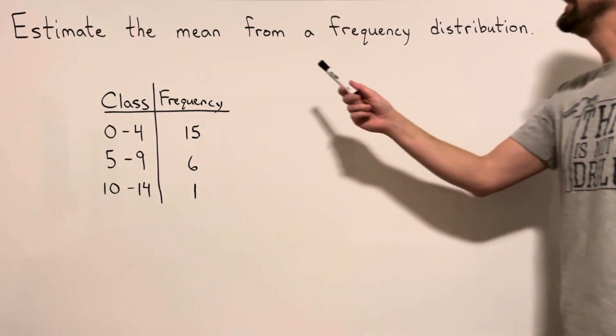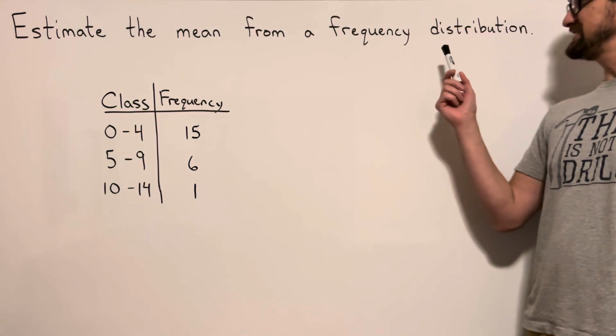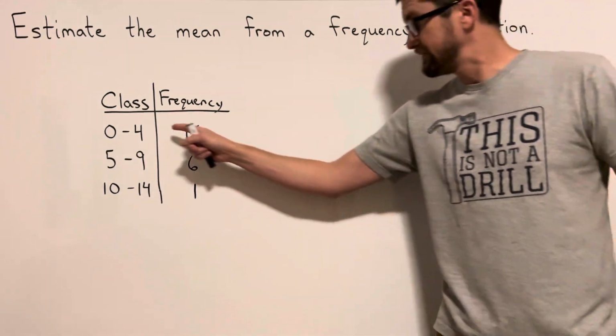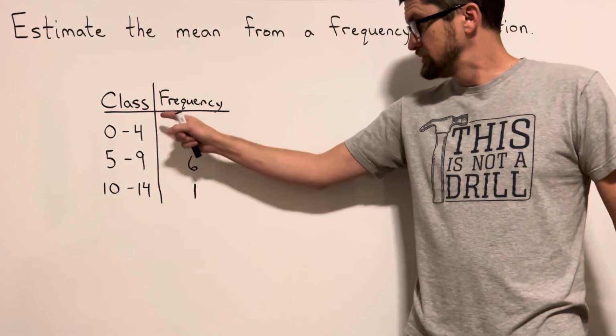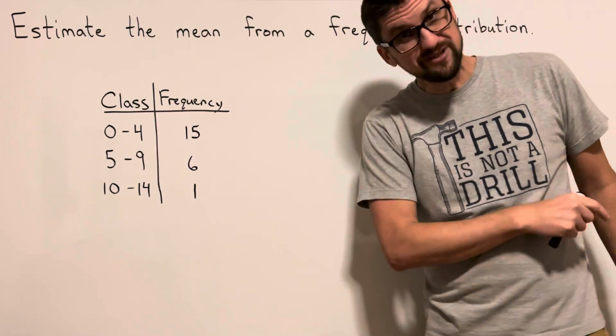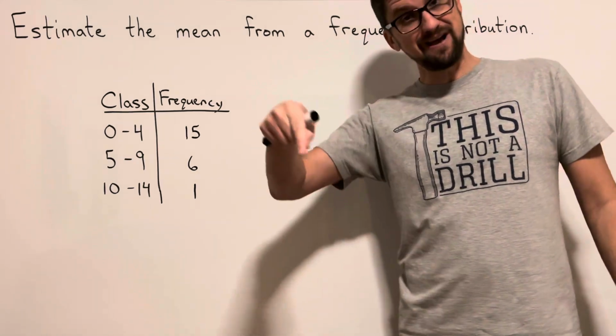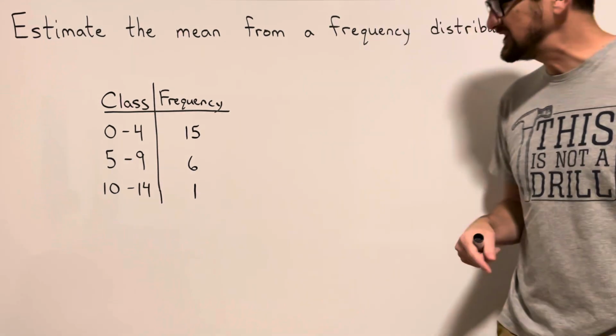Estimate the mean from a frequency distribution. We have a frequency distribution right here. We have 3 classes, 0 to 4, 5 to 9, 10 to 14. The frequency tells us how many data values are in each class.